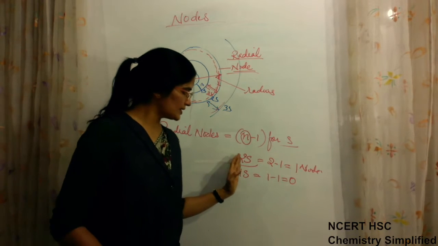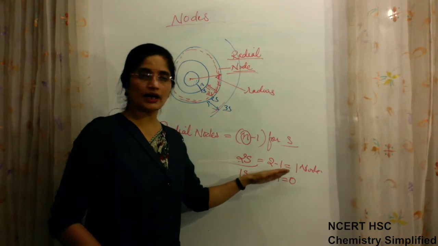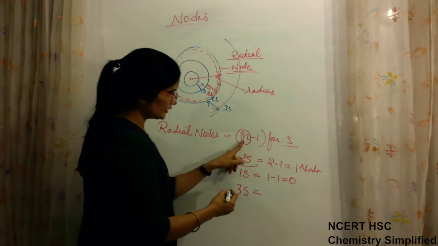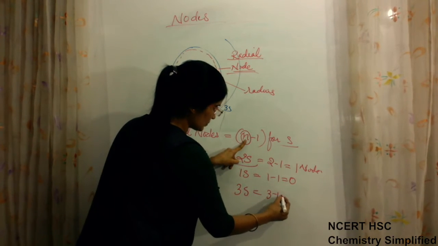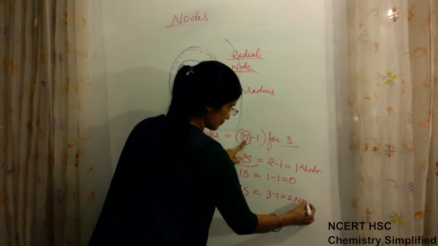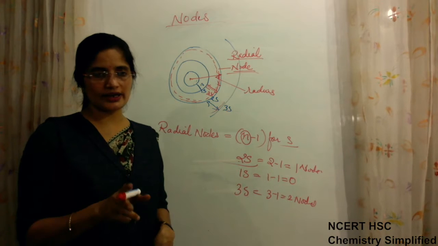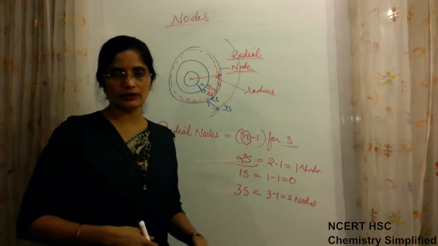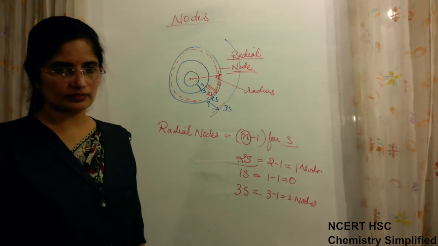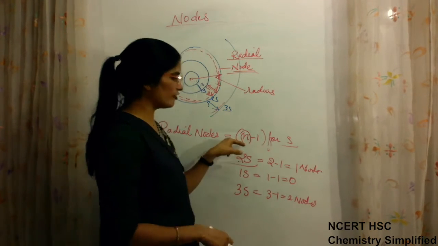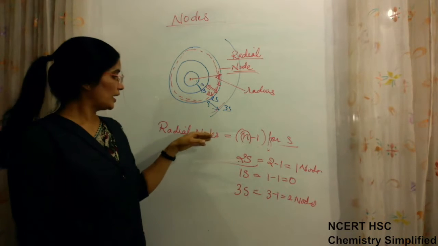Okay, but 2nd shell onwards, there are nodes. Now if I come to 3s, then it will be n is 3 minus 1 is equal to 2 nodes. That means in 3s orbital, there will be 2 places where the probability of finding electron will be 0. Clear? Similarly, this is the method or formula for finding out the nodes in s orbital.